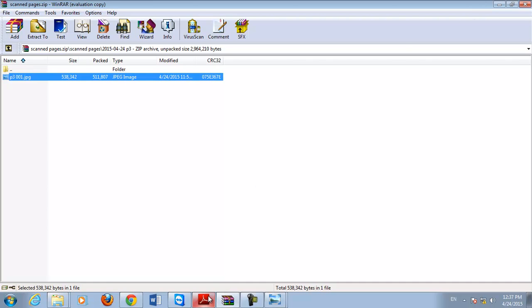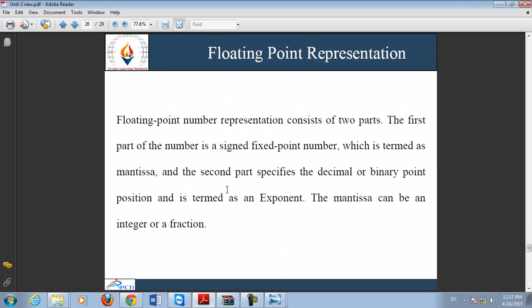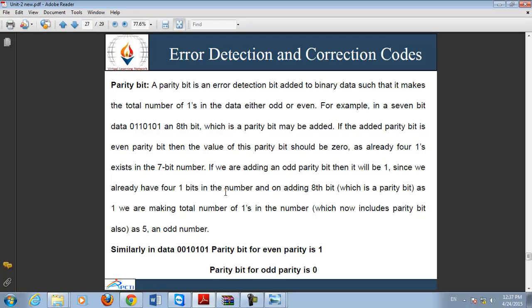Next is, after doing the number representation, next is error detection and correction code. Which type of examples you want? Can you explain?